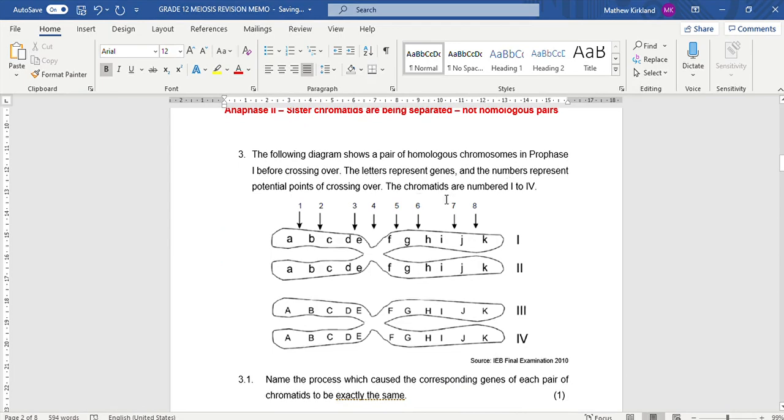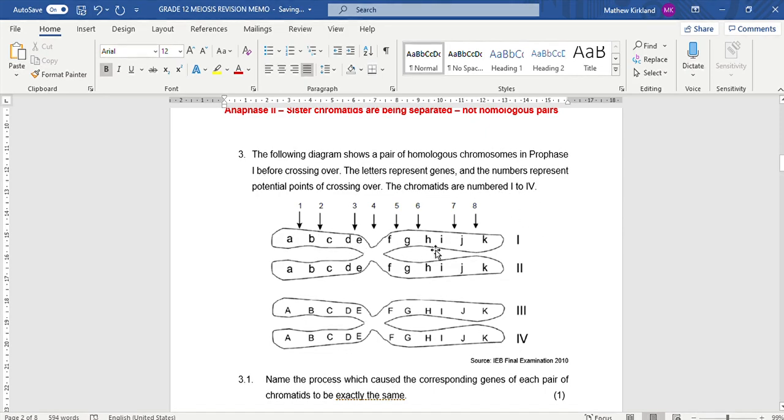Okay, now another interesting one. The following diagram shows a pair of homologous chromosomes in prophase 1 before crossing over. The letters represent genes, and the numbers represent potential points of crossing over. Potential points. The chromatids are numbered 1 to 4.